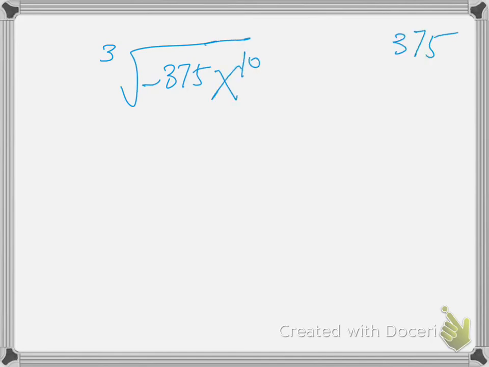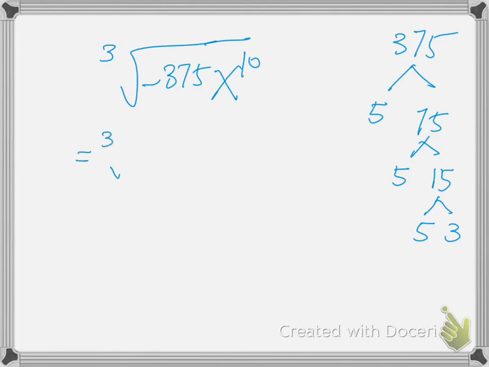Okay, so one more example. We want the cube root of negative 375 x to the 10th power. First we split 375. Divided by 5, we got 75. Divided by 5, we got 15. Divided by 5, we got 3. So this is negative 5 cubed times 3 times x to the 10th power.